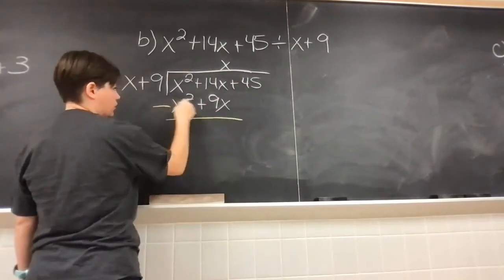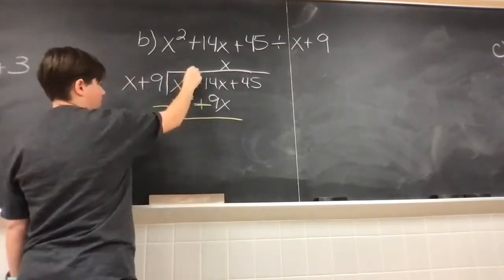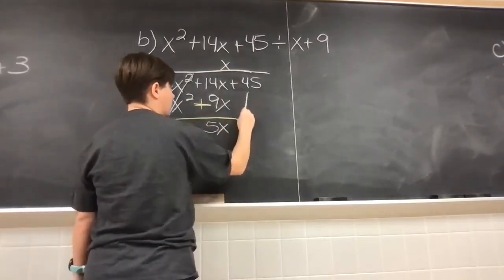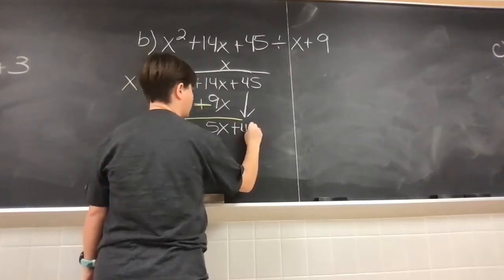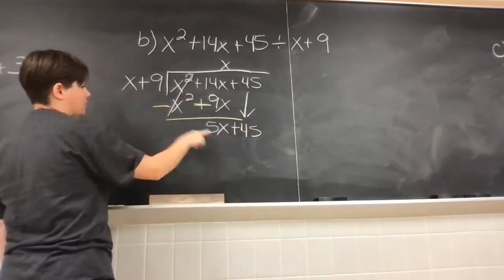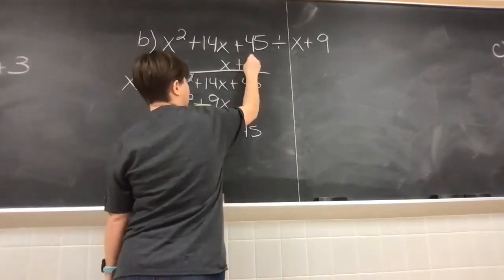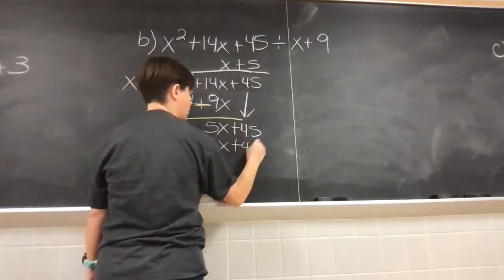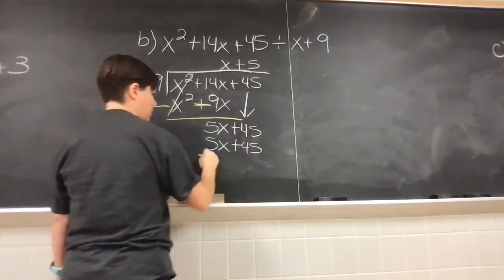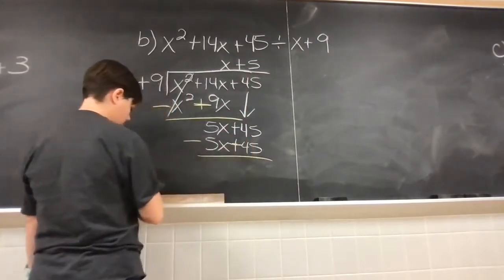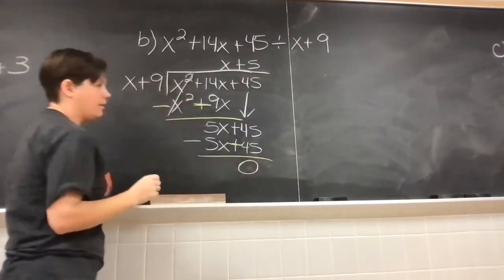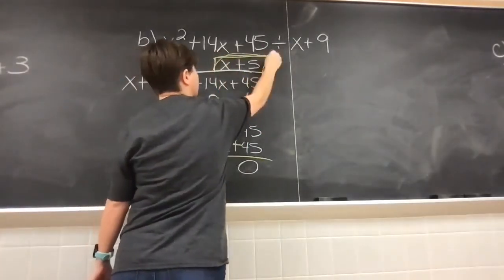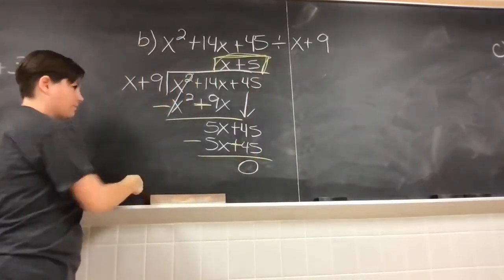Draw my line, change my signs. That way my x squareds go away. 14 minus 9 is 5x, and then I bring down my 45. X goes into 5x 5 times. So 5 times x is 5x. 5 times 9 is 45. Draw my line, change my signs, everything goes away, and I get 0. So x plus 5 is my answer.